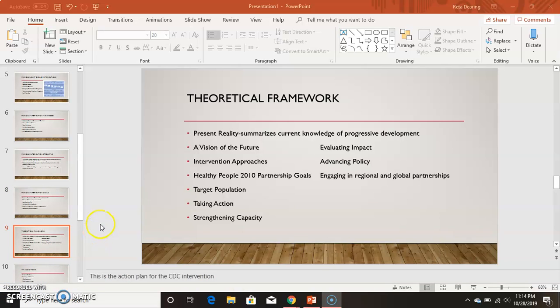The theoretical framework for the previous intervention, and this is what I gleaned from an action plan from the CDC, was present reality. It summarizes current knowledge of progressive development, a vision of the future, intervention approaches, Healthy People 2010 partnership goals, target population, taking action, strengthening capacity, evaluating impact, advancing policy, and engaging in regional and global partnerships.